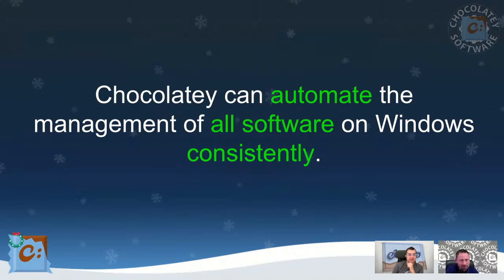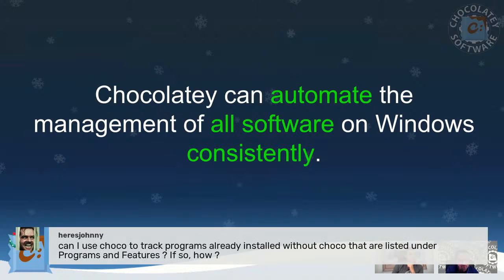Here's a good one that came up recently that I wanted to call attention to, something we're going to address a little bit more later. Can I use Chocolatey to track programs already installed without Choco that are listed under programs and features? If so, how? Yes, you can. We're actually going to get into that in a little while. So I'm going to defer that question for now, sir.